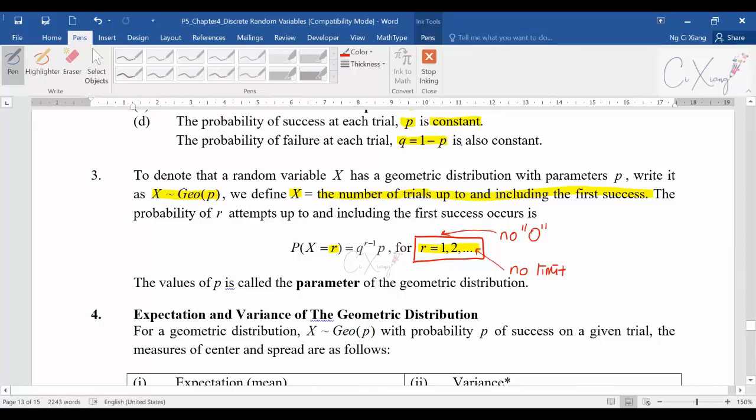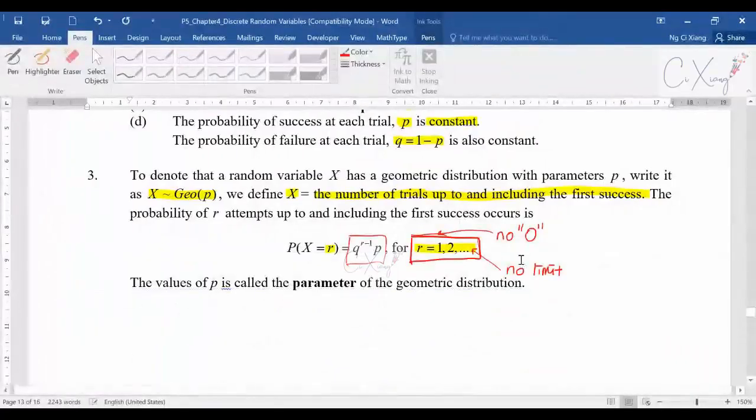Maybe we can discuss the formula here, and also the value of r, like why there's no zero and why there's no limit. We take a very simple example. Let's say I throw a die.